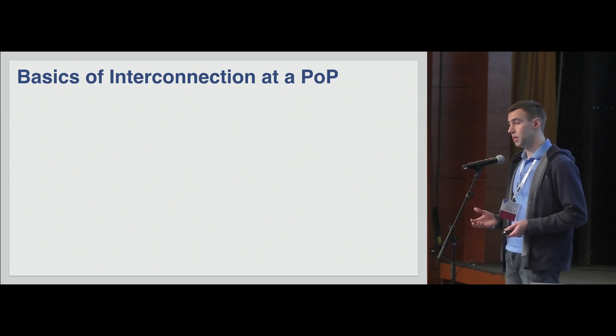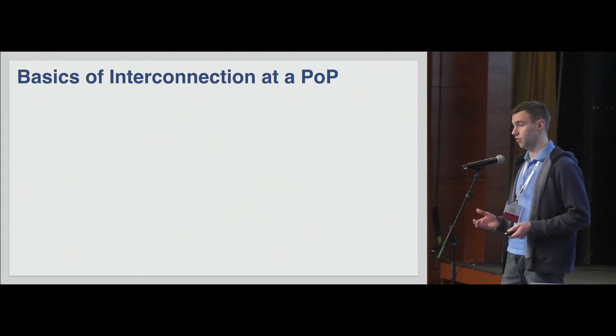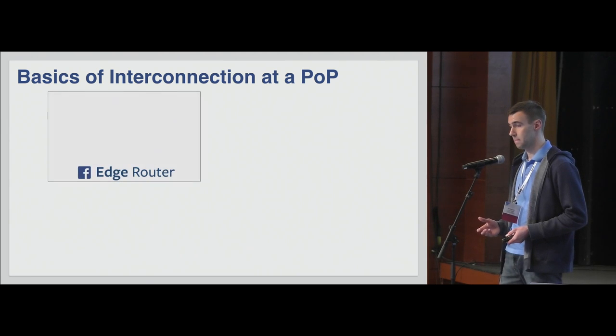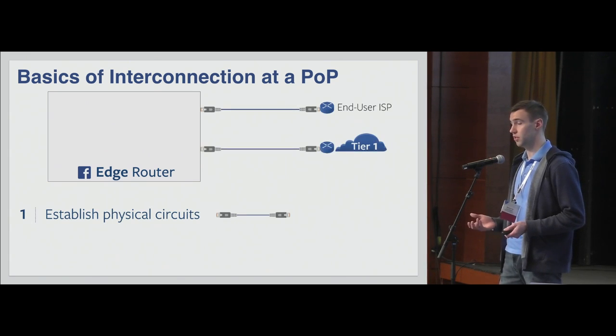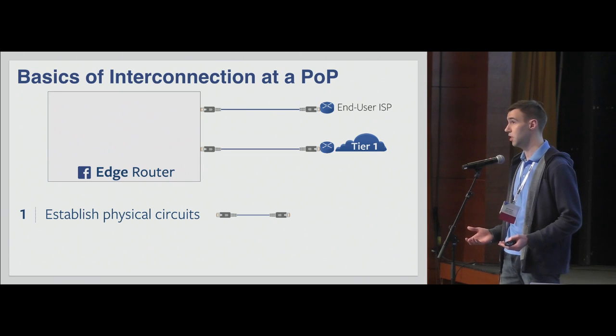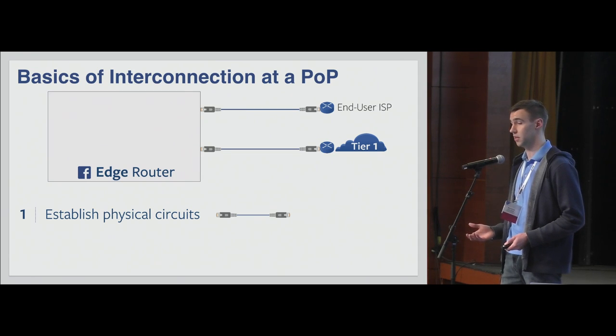Now let's dive a little bit deeper into what goes on in interconnection at a PoP, and then I'm going to go into the challenges that exist for interconnection. So first, at every PoP around the world, we have one or more edge routers. We establish physical interconnections or circuits between those edge routers and other networks. So in this case, we've established an interconnection with an end user ISP and also with a tier one transit provider.